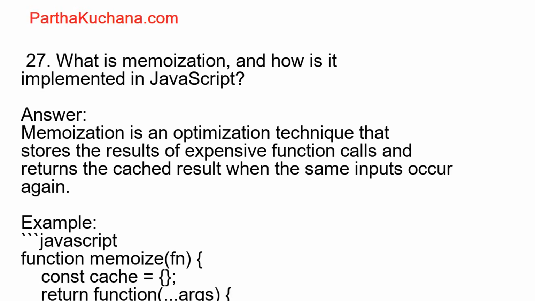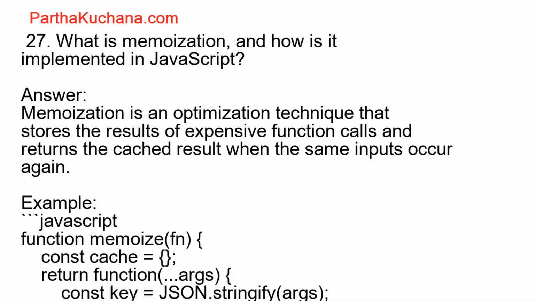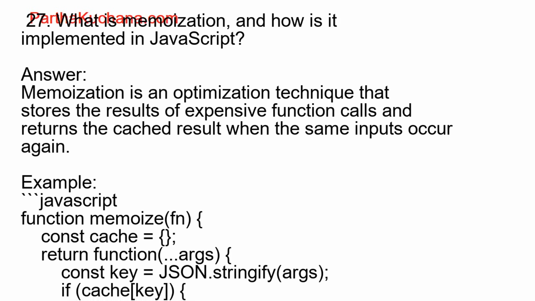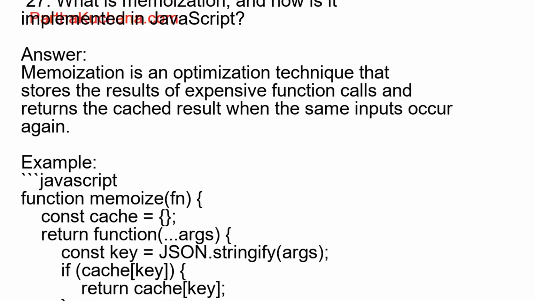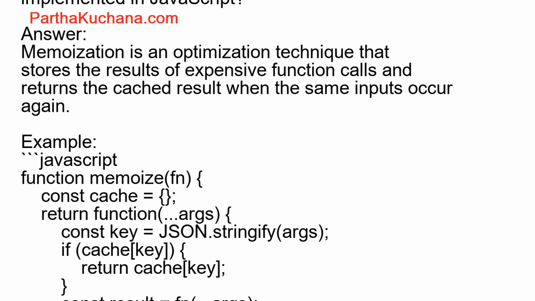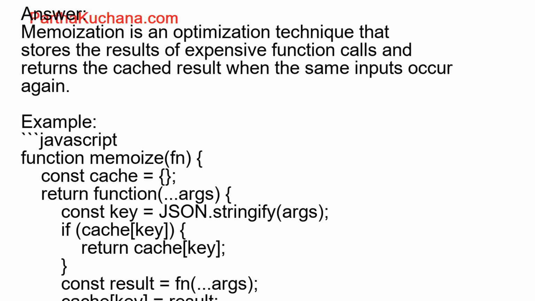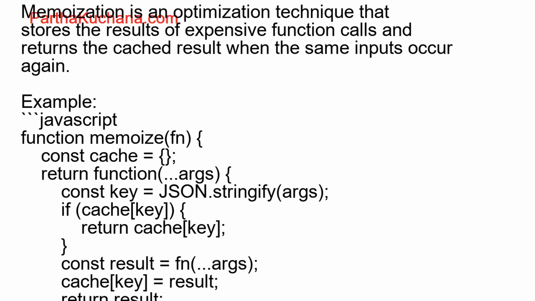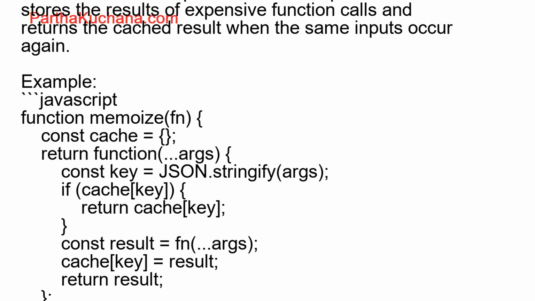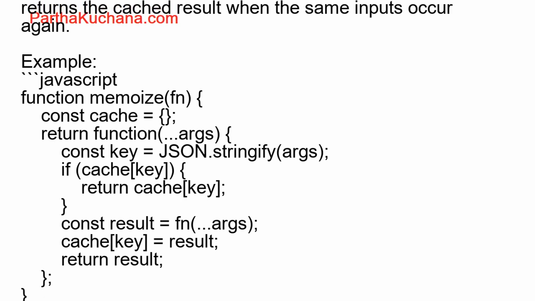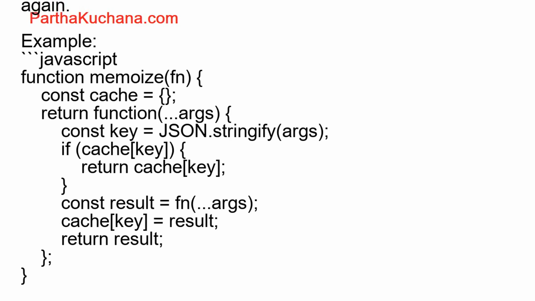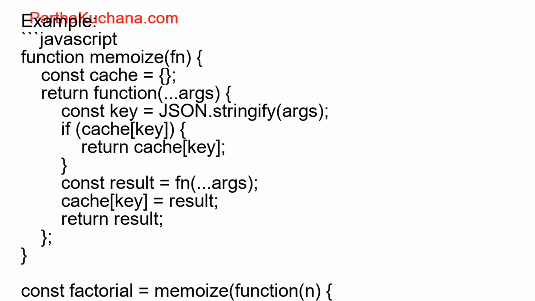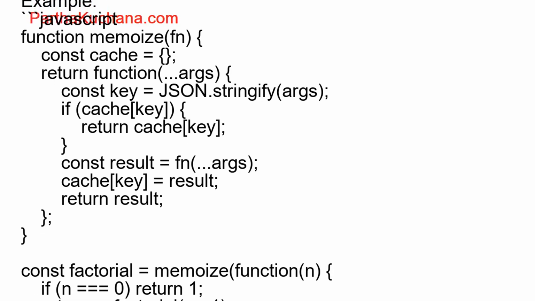28. What are symbol data types in JavaScript? Answer. Symbol is a primitive data type introduced in ES6, and it is used to create unique and immutable identifiers for object properties. Symbols are often used to avoid property name collisions when dealing with object properties. Example, JavaScript. let sym = Symbol('unique'); let obj = { [sym]: 'value' }; console.log(obj[sym]); // outputs value.